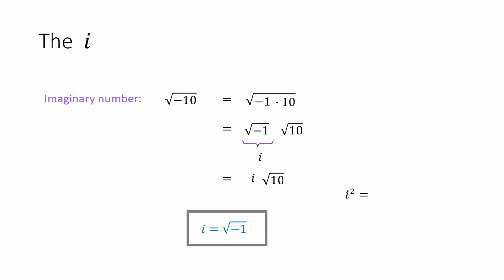Now let us find what is the value of I squared. So the I squared is, this I is square root of -1, squared. So that is equal to, square root of -1 squared is -1. So I squared is equal to -1.